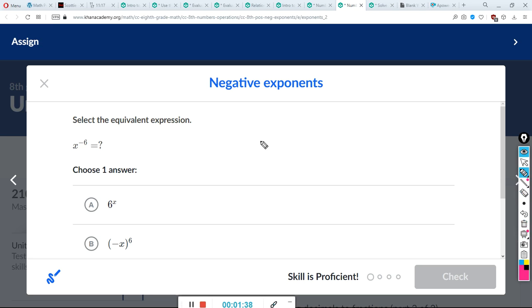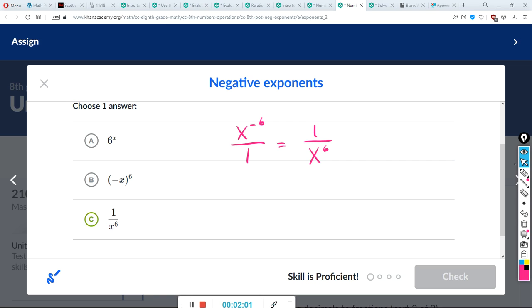So here we have x to the negative 6. Okay, that's the same as x to the negative 6 over 1. So if we want to shift this into the denominator in order to make that positive, it's the same as 1 over x to the 6th. Okay, so it's pretty simple. That's answer C.